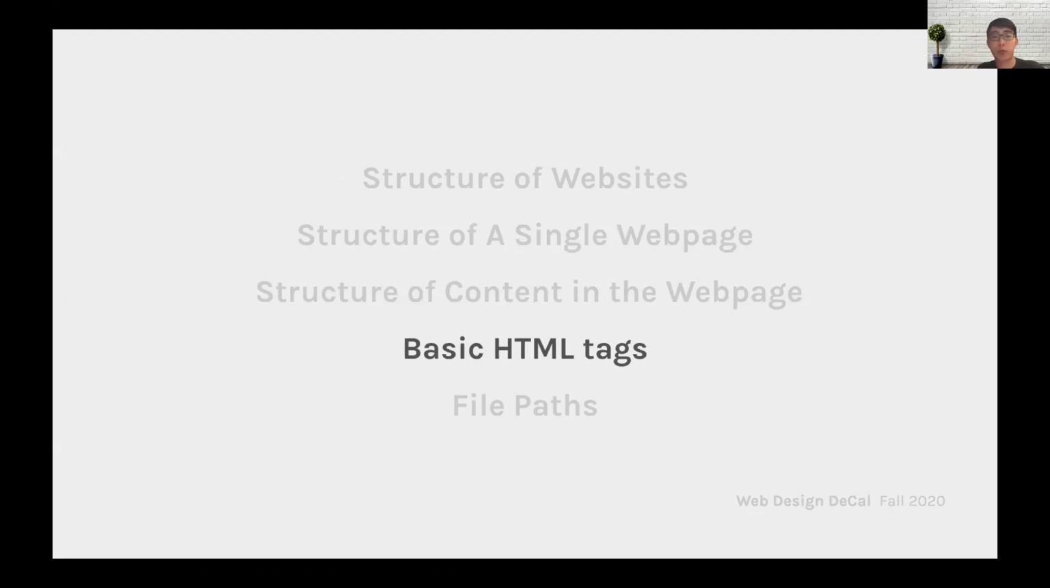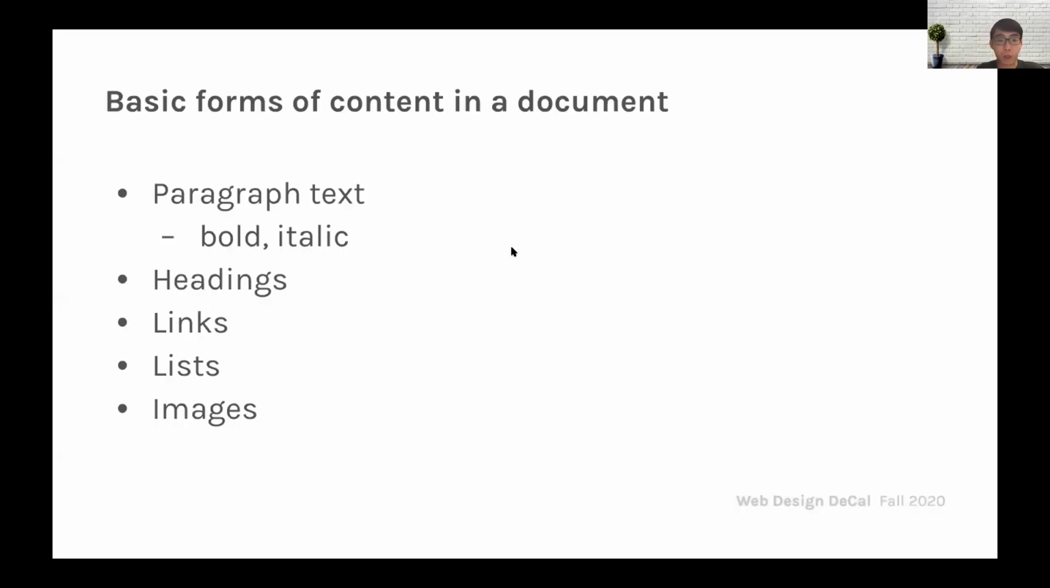So the next thing we're going to discuss are basic HTML tags, which are essentially what we've been seeing, but we'll go a little bit more in depth into it. There's a bunch of different HTML tags that exist. Some of the more popular ones that you'll probably be using include the paragraph tag, which is the one with the P that we saw earlier. We can also modify that to include bold and italics. And we also have things like headings, links, lists, and images, which are elements that you see all the time, even if you may not realize it.